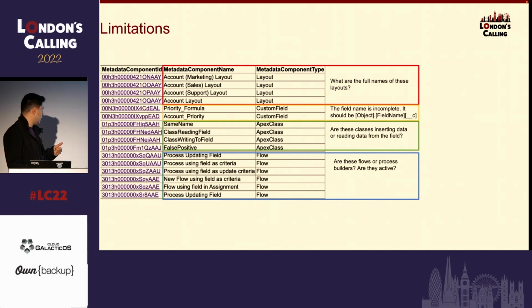And then finally, when it comes to flows, you may not be aware that the flow metadata type also represents process builders. So what we're seeing here is a combination of process builders and flows that are used in that field, but I actually don't know which is which, right? How do I know which of these flows are actual process builders? How do I know what's the version of this? Are they active? So there's not really a lot of detail to understand what's going on here.